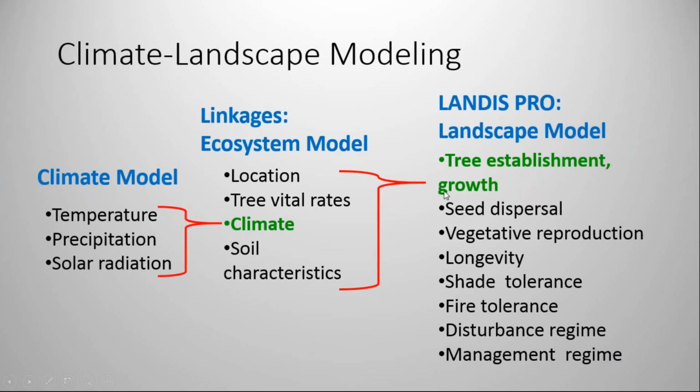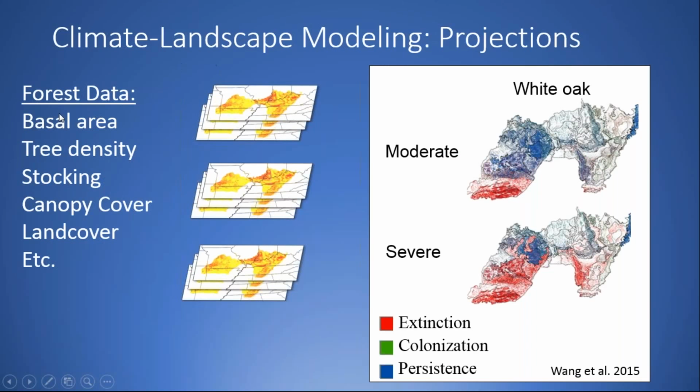So all those processes are captured along the way, and what you ultimately get is information on forest conditions mapped out over time. These conditions include basal area, tree density, stocking, canopy cover, anything that we can derive from these forest models. And we do so for different species over time. That provides the basis then for the habitat models.